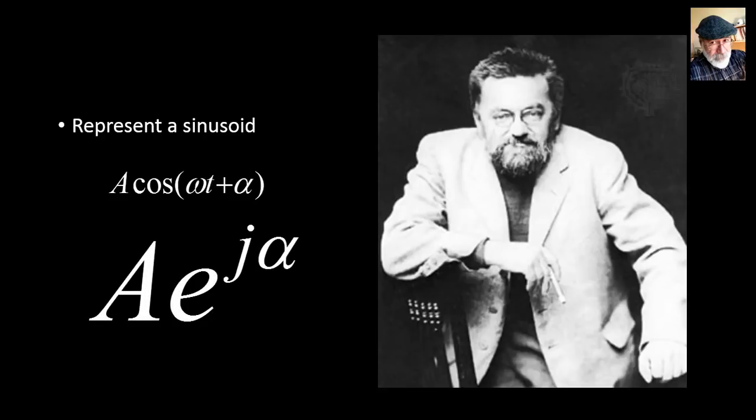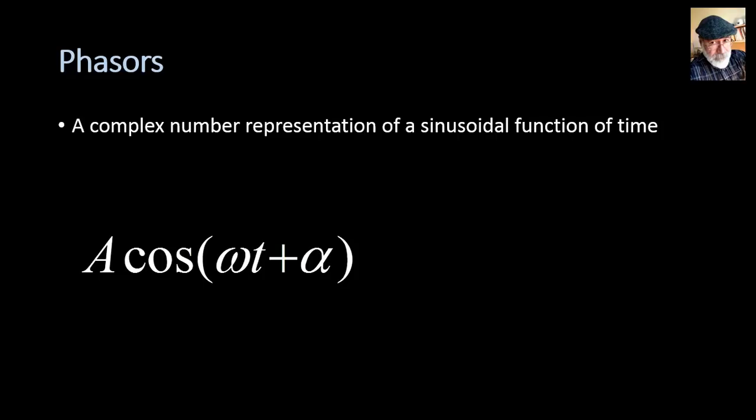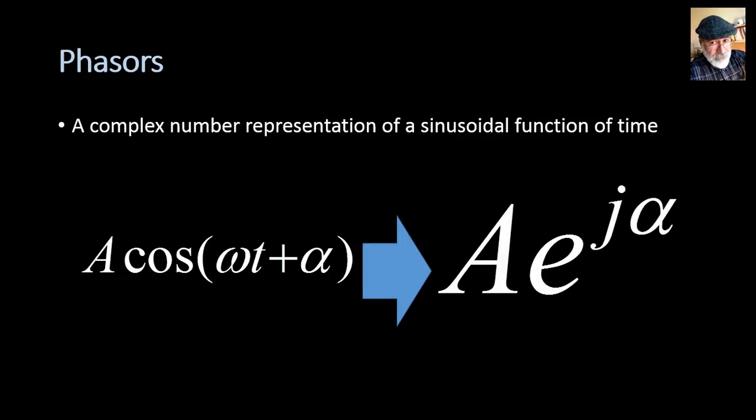And guess what Steinmetz called that complex number? He called that a phasor. That's right. So, phasors: a complex number representation of a sinusoidal function of time. This is the function of time. This is the phasor that represents that function of time.